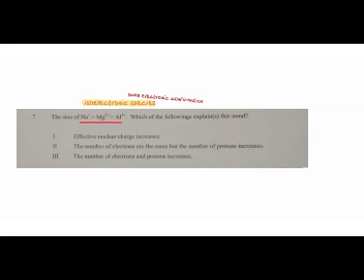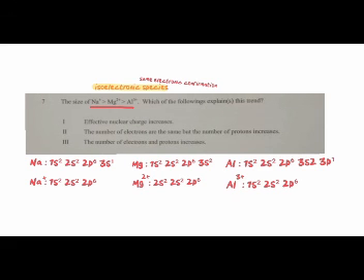Question number 7. The size of Na+ is greater than Mg2+ is greater than Al3+. Which of the following explain the trend? 1, the effective nuclear charge increases. 2, the number of electrons is the same but the number of protons increases. 3, the number of electrons and protons increases. So, Na+, Mg2+ and Al3+ are isoelectronic species because they have the same electronic configuration. I have already stated the electronic configurations of Na+, Mg2+ and Al3+. As you can see, they have the same electronic configuration.